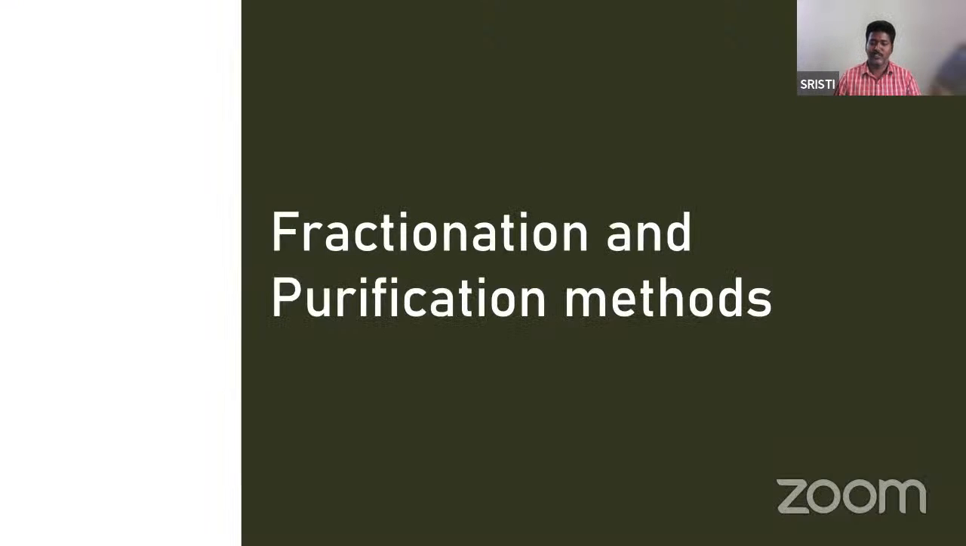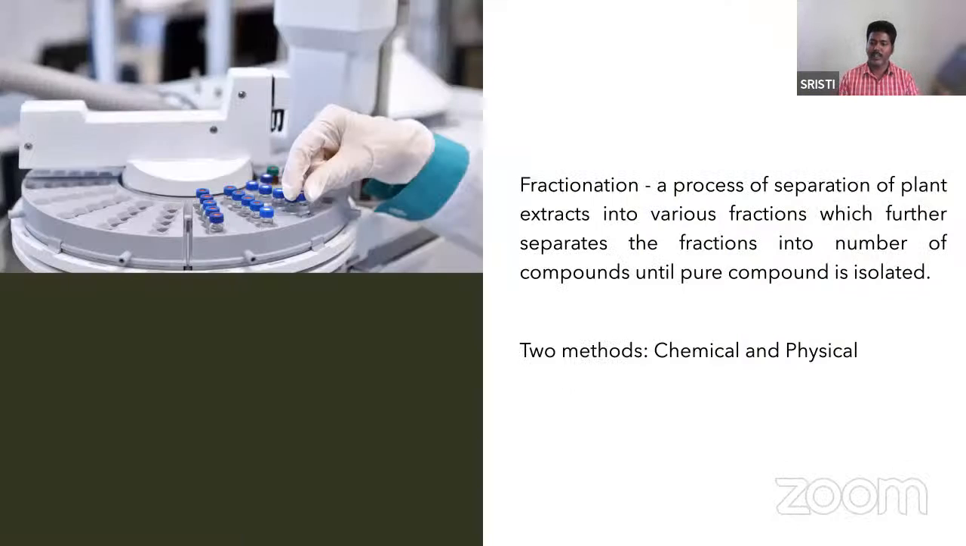Next, we see fractionation and purification methods. Fractionation is a process of separation of plant extracts into various fractions, which are further separated into different fractions until you get a pure compound. Two methods are used, basically a chemical method and a physical method.